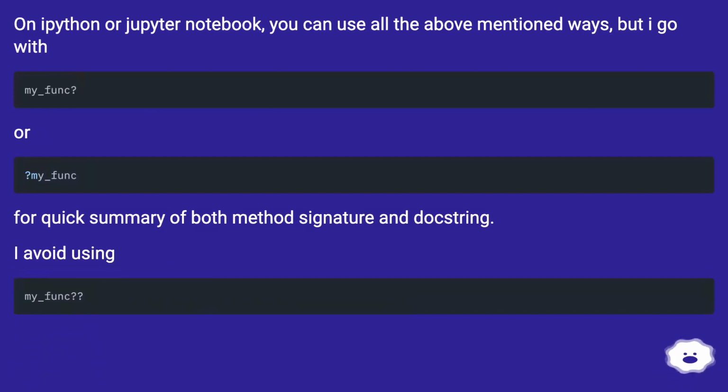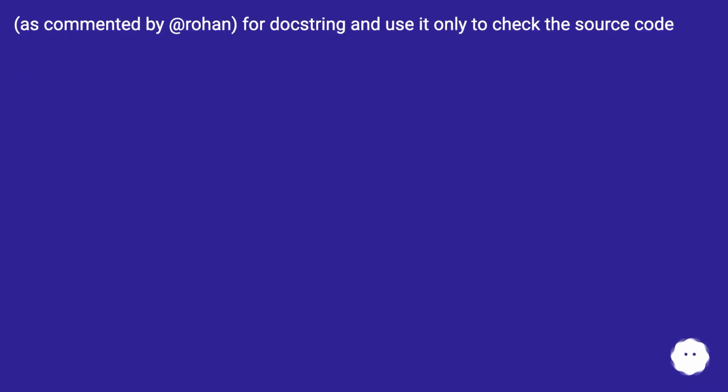On IPython or Jupyter Notebook, you can use all the above mentioned ways, but I go with, or. For a quick summary of both method signature and docstring, I avoid using, as commented by @Rohan, for docstring and use it only to check the source code.